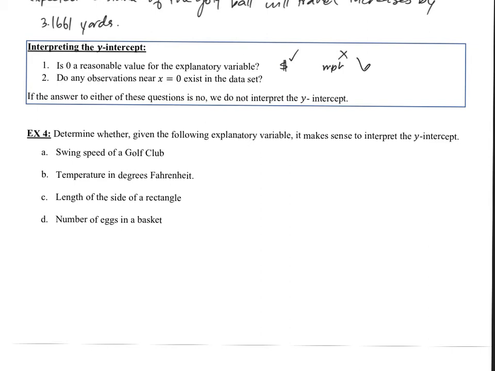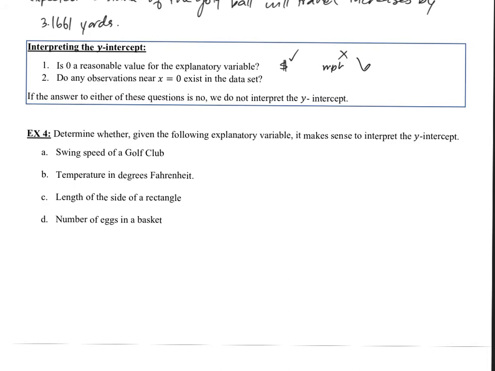Now let's think of another one. Do any observations near x equals 0 exist in the dataset? So similarly to the y, we'd just be looking at our x values and asking ourselves, could these numbers make sense? For example, for the club head speed, would it make sense to start looking at a club head speed of 1,000 miles per hour? That'd be really hard to get to with a human swinging a club. So it wouldn't make sense anymore to start looking for x values like that. Okay? So when you're interpreting variables, make sure to ask yourself if it makes sense to even be looking for values at that point.